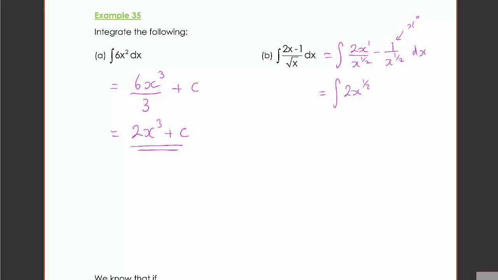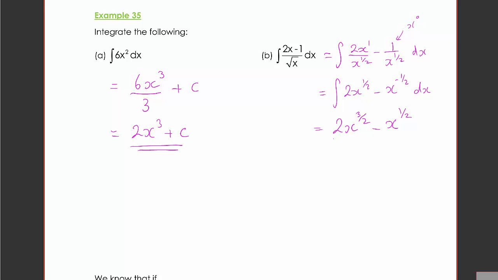Now we know when we're dividing, we subtract indices. So this one would give me 2x, remember this is x to the 1, so 2x to the half if I subtract the indices. And remember this 1 on top here is x to the 0. So if I subtract 0, take away a half, that's x to the negative a half. You might have remembered that an x to the half on the bottom is x to the negative a half as well.